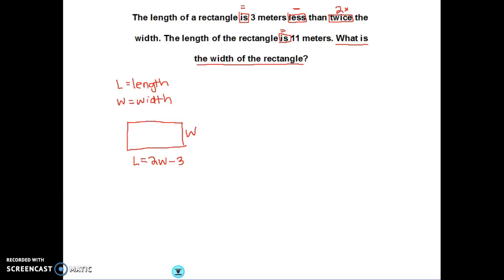The next sentence tells us that the length of the rectangle is 11 meters. So the length is also 11, which means what I can do is let L be 11 and set that equal to 2W minus 3. The question is asking us to find the width of the rectangle. So once we go through and solve this equation, we're done. Since again our purpose is only to mark the text and create an equation, we'll go ahead and stop here and move on to checking your second example.